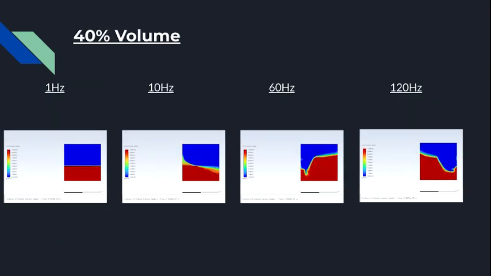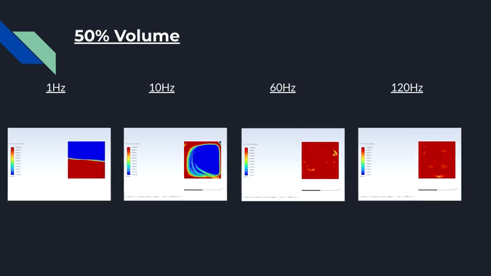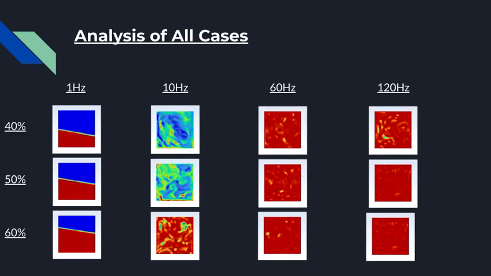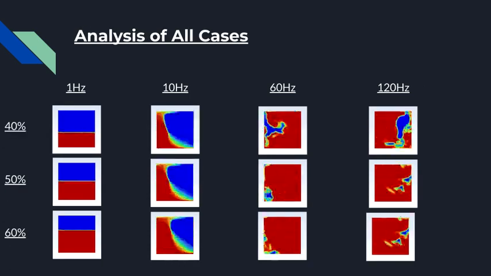At 40% water volume, an increase in frequency is shown to increase the rate at which the water and air mix, becoming increasingly turbulent. At 50% water volume, the same phenomena is observed but with even quicker mixing and increased turbulence. 60% water volume follows the last two trends and showcases the highest rate of mixing and induced turbulence. With all trials side by side, the effect is better visualized.